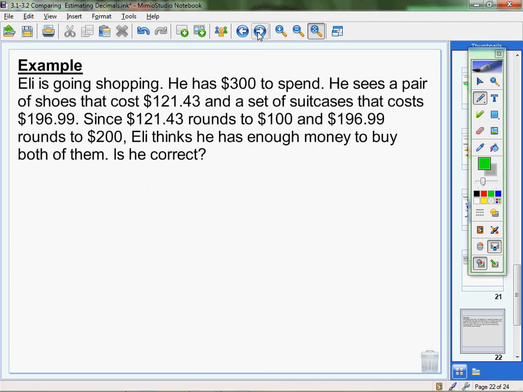In the next situation, Eli is going shopping. He has $300 to spend. He sees a pair of shoes that cost $121.43 and a set of suitcases that cost $196.99. Since $121.43 rounds to 100 and $196.99 rounds to 200, Eli thinks he has enough money to buy both of them. Is he correct?